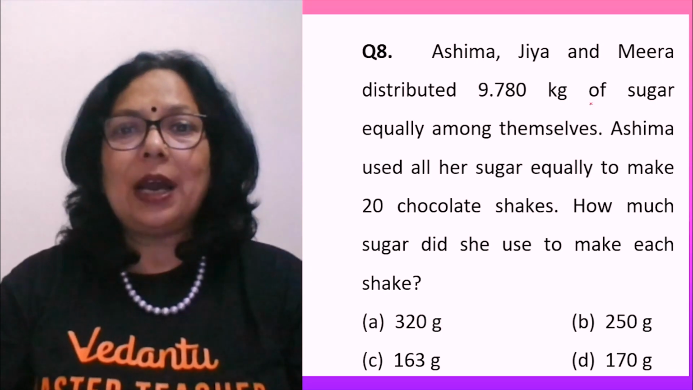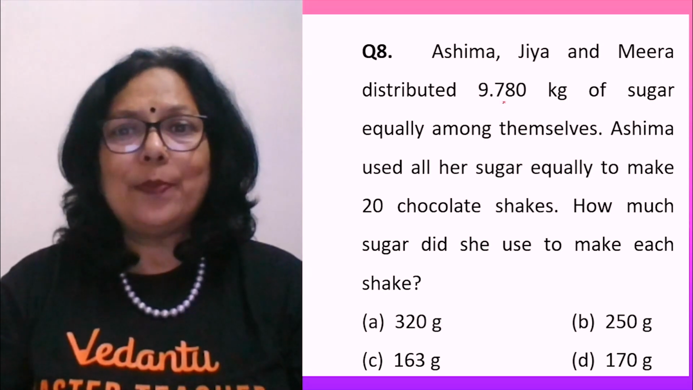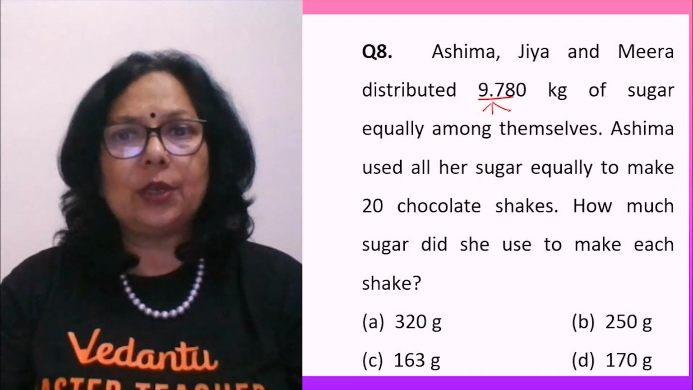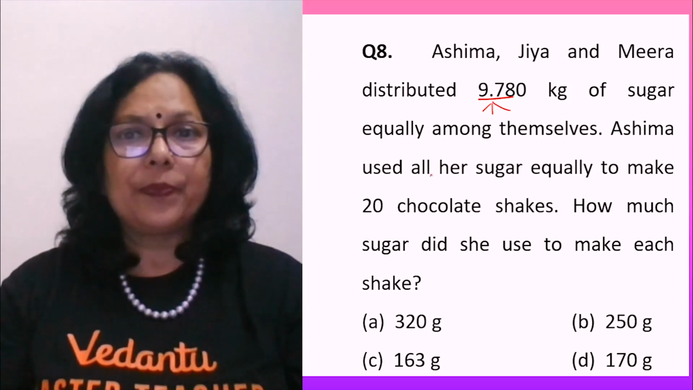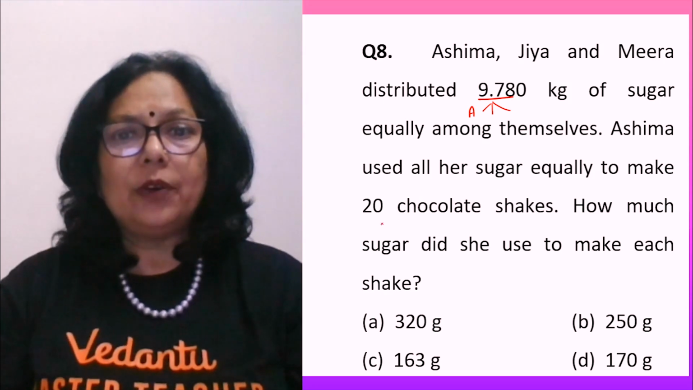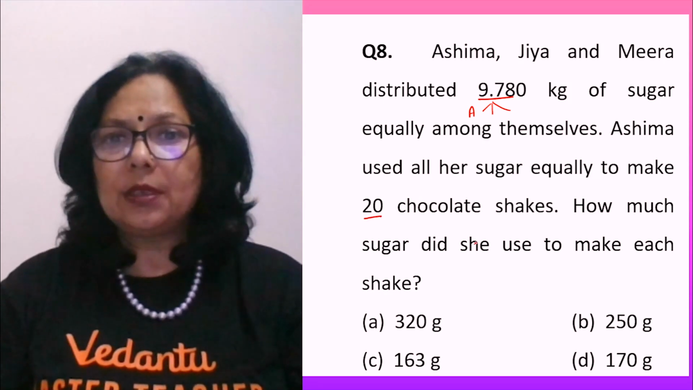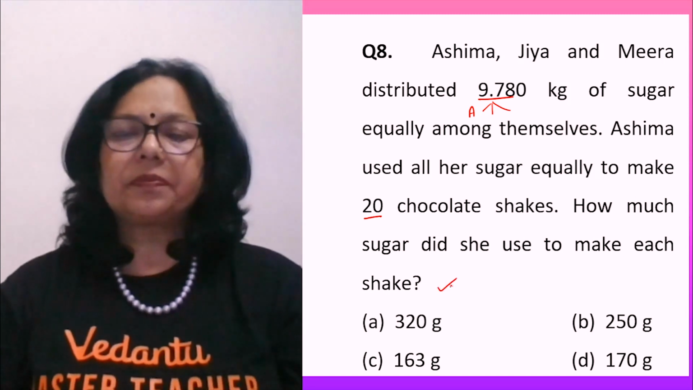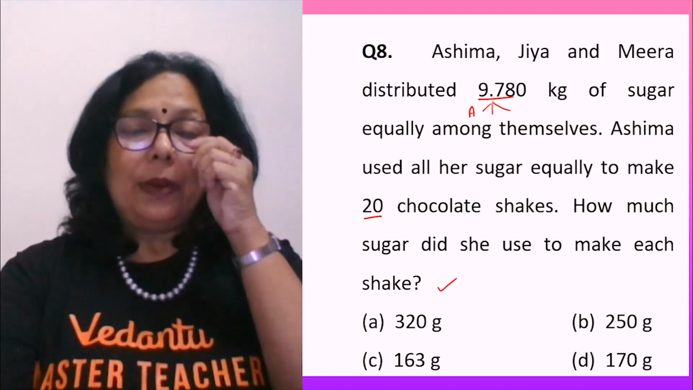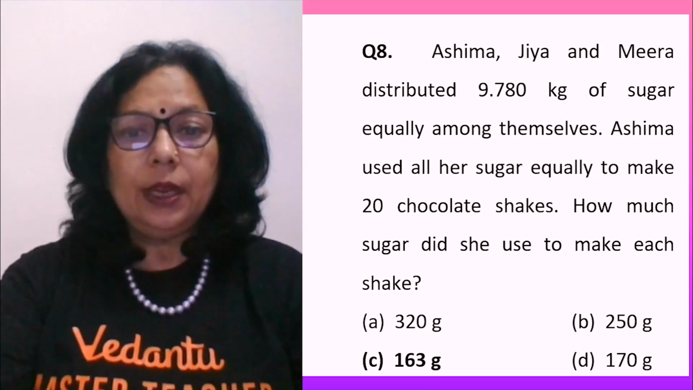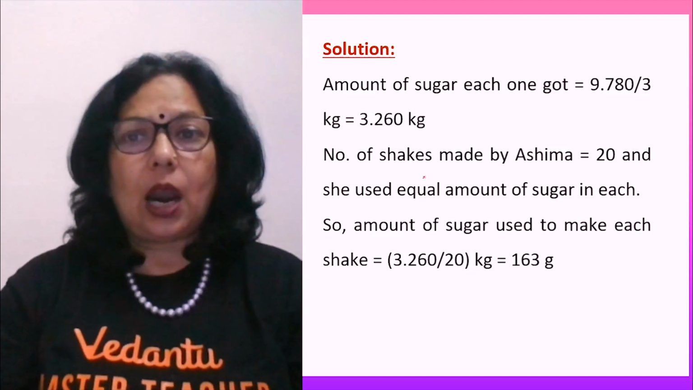So Ashima, Jia and Meera distributed 9.780 kg of sugar equally amongst themselves. So this sugar was distributed into 3 parts, equal parts. So Ashima used all her sugar for making 20 chocolate shakes. So how much sugar she added in each shake? Very simple, but it will become only simple when you read the question carefully. So answer is 163. How?